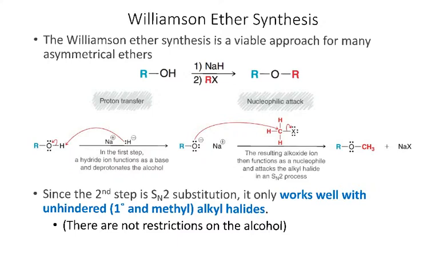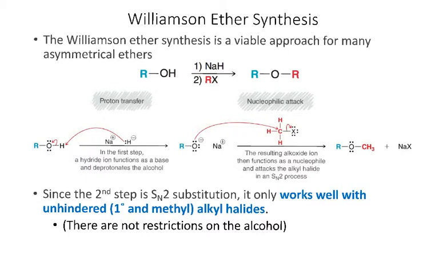In Williamson ether synthesis, we start with an alcohol, and the reagents we use are sodium hydride and then an alkyl halide. And the product will be the ether that includes the R group that we started with in the alcohol, plus the R group from the alkyl halide, both coming off of the oxygen atom.